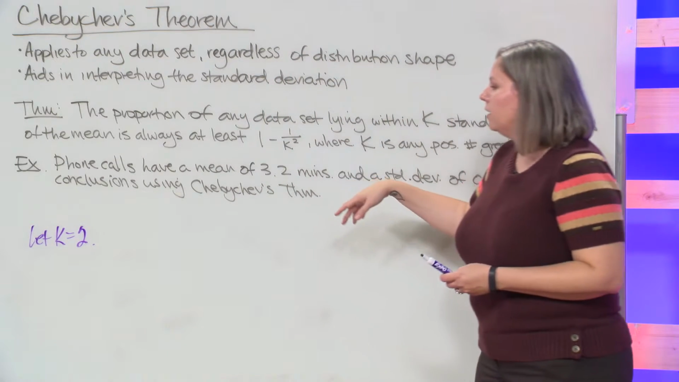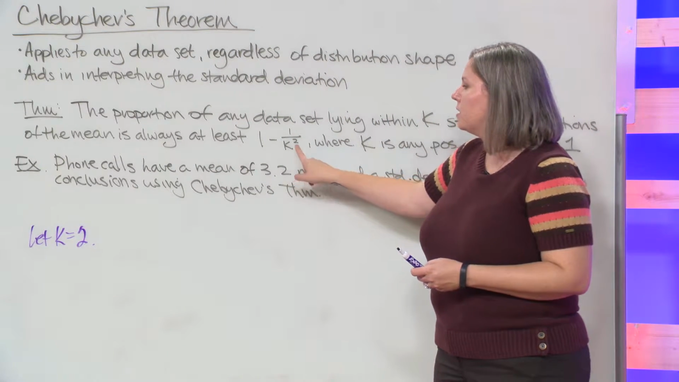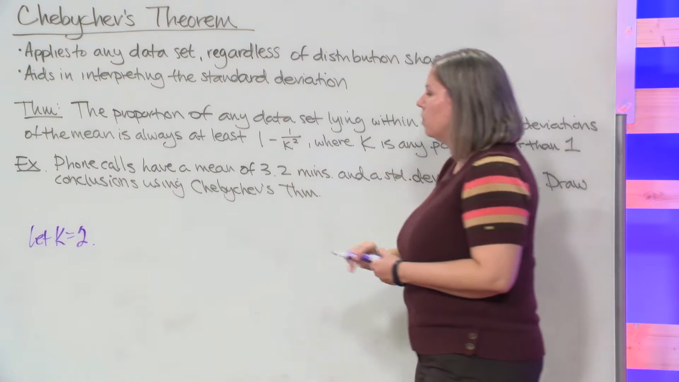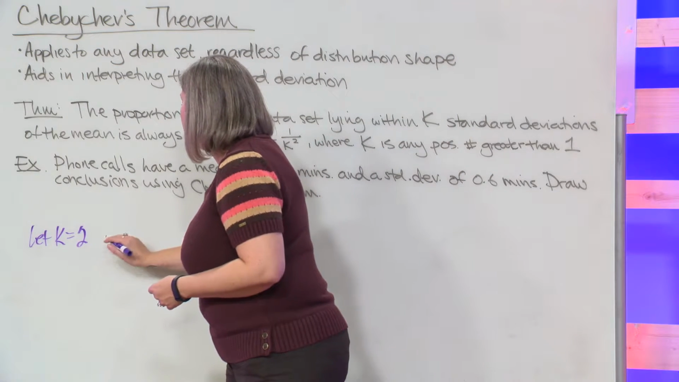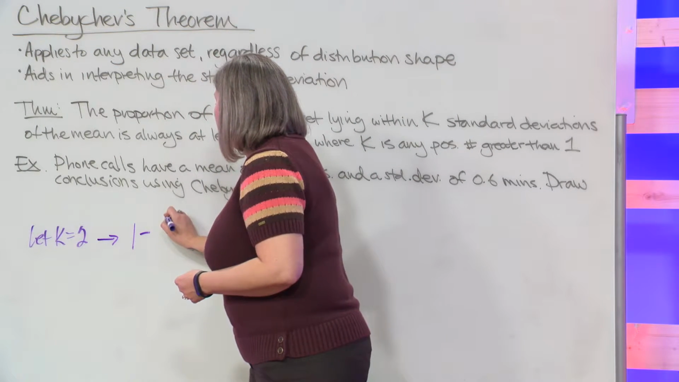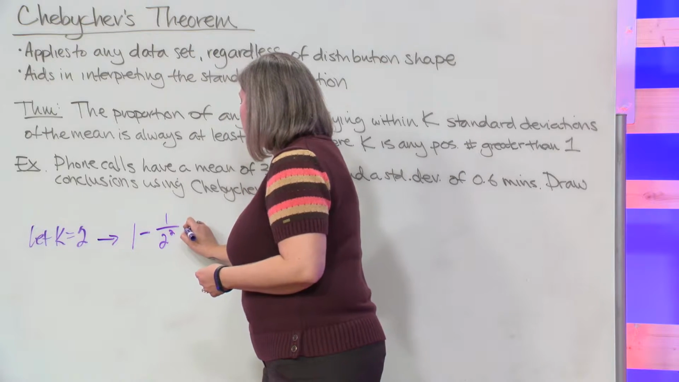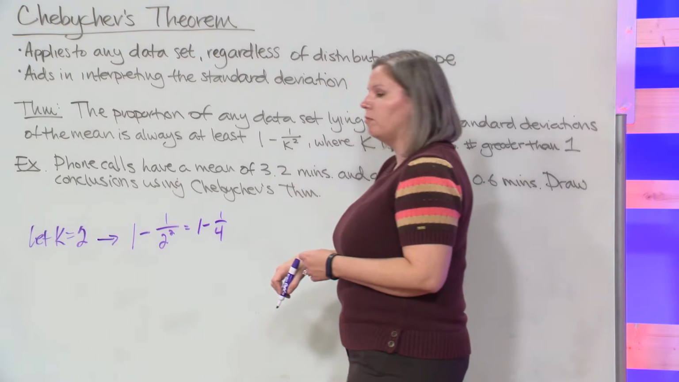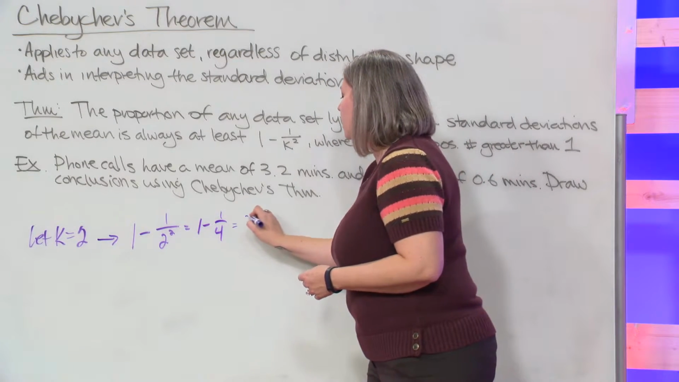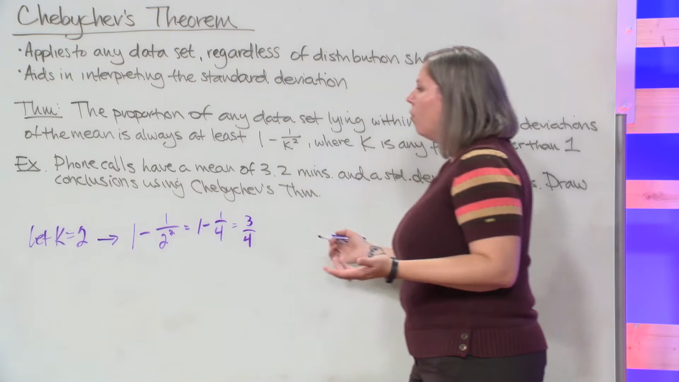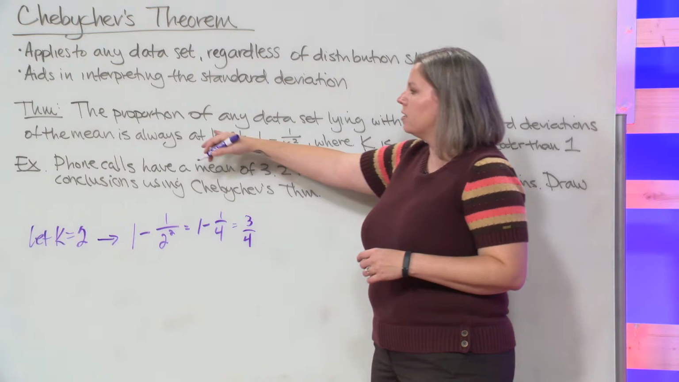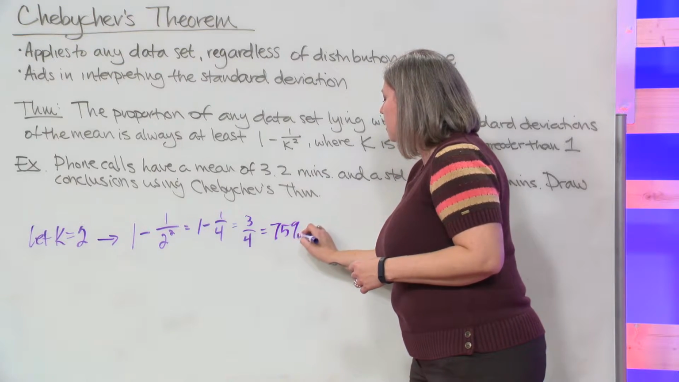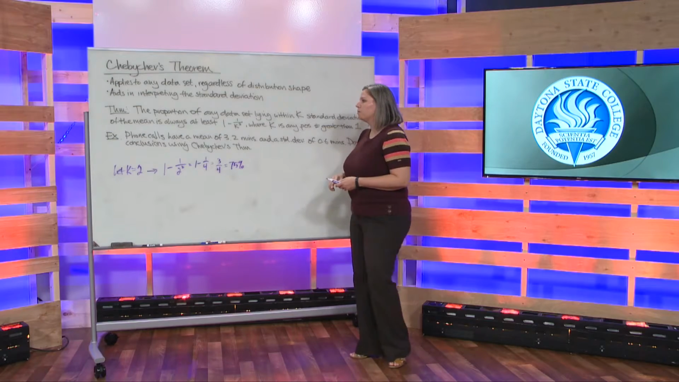So if I let k equal 2, my next step is going to be to plug into this, because remember, this is going to tell me the proportion. So if I let k equal 2, that's going to be 1 minus 1 over 2 squared. What is 2 squared? That's a 4. So we now have 1 minus 1/4. And so that gives us 3/4. Or a lot of times it's easier to understand proportions in terms of percents. Hopefully we all agree that's the same thing as 75%.